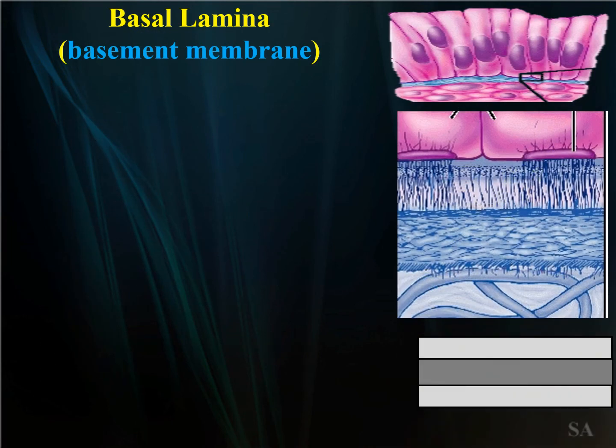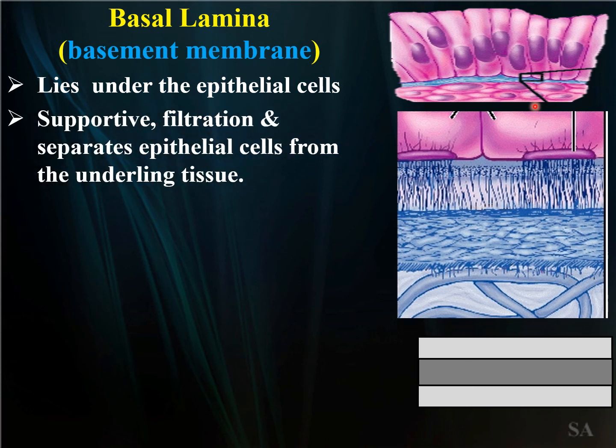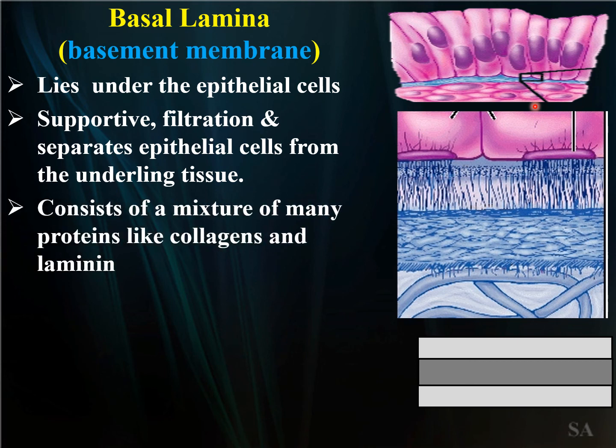As we said in our lecture, what is the basement membrane or basal lamina? The basement membrane lies under the epithelial cells. This is the basement membrane. Its function is support and filtration, and separation of epithelial cells from the underlying connective tissue. It consists of a mixture of many proteins like collagen and laminin.